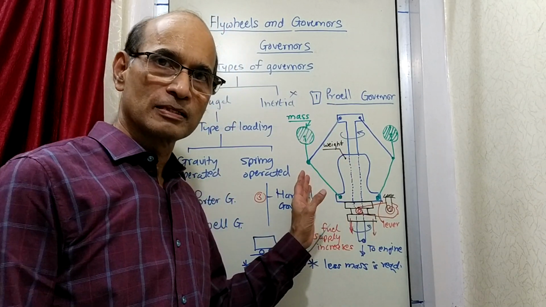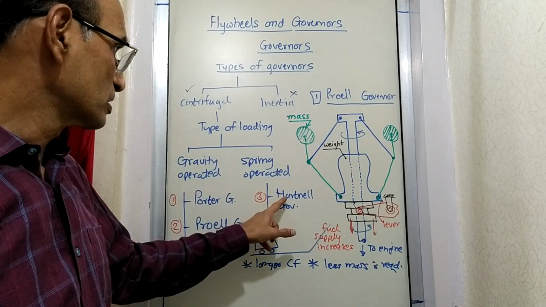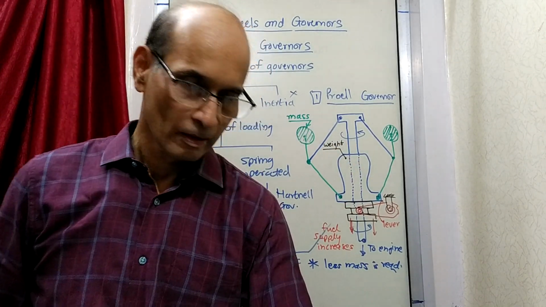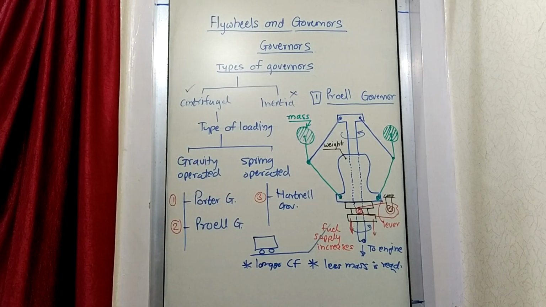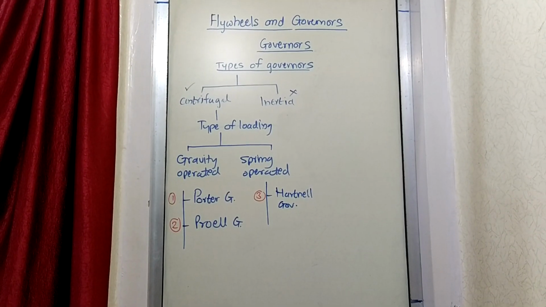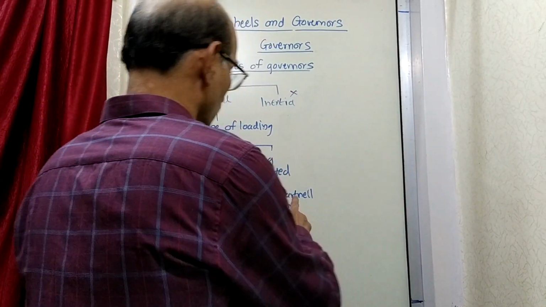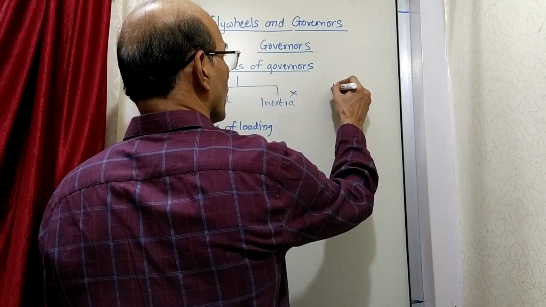Again you jot down this, write down this or the other figure you draw, and then we will go to the next, that is the Hartnell governor. Okay, so now we'll see the Hartnell governor. This governor now we'll see. I'll write here.